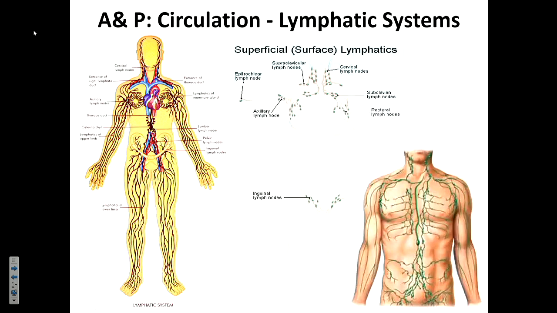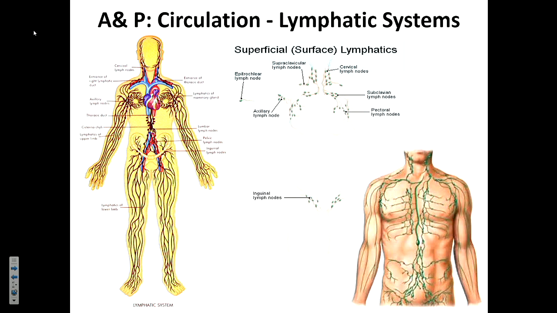So that collectively comprises your circulatory system. The major components are understanding the flow of blood, understanding what blood is made up of, and then understanding what's going on with that lymphatic system and what it does. Okay?